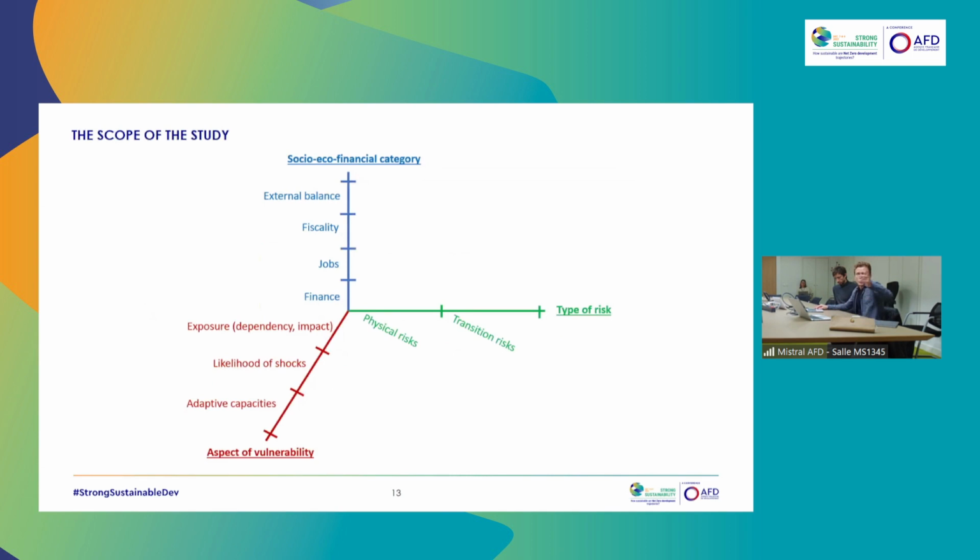So here's a way to define the scope of nature-related studies. First, in green, whether the study is assessing physical and transition risks; whether the study is studying finance, jobs, fiscal aspects, etc.; and whether the study is evaluating exposure only, so the dependencies and impacts of the agents of the economy, or whether the study assesses the likelihood of shocks and the adaptive capacity.